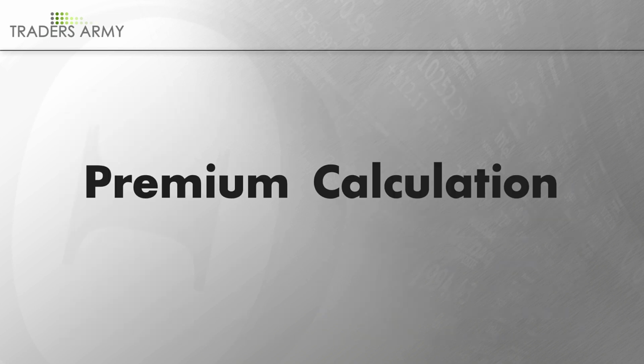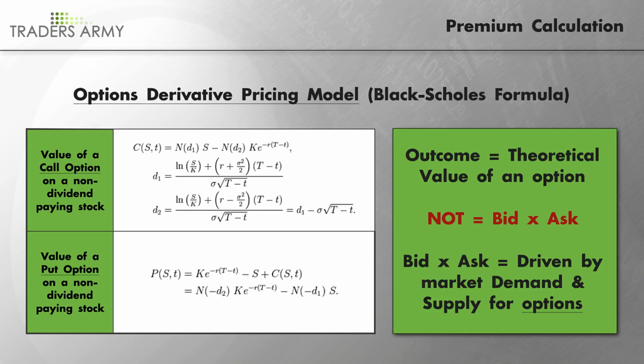Okay, so when looking at premium calculation, there's actually a whole derivatives pricing model. I've gotten people in the past who have asked me, hey, who gives the price of an option? Where does the price of an option come from? And there are two prices of an option. There are the theoretical value of the option, and then there's the actual trading price of the option.